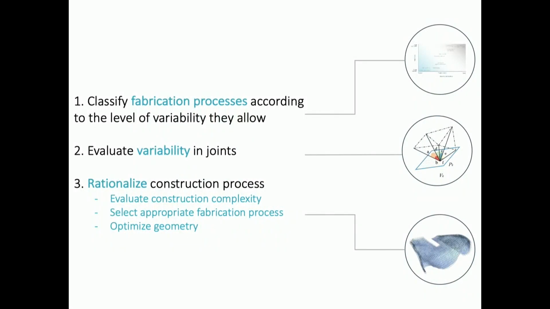So what we're going to try and understand today is, first of all, we need to study how joints are fabricated. What degree of variability do different fabrication processes allow for? So if I fabricate a joint with one process, if I fabricate 10 joints, will they all have to be exactly the same? Can they be a bit different? And if different, how much? Then we're going to try and evaluate the variability in joints, how much different the joints within a structure are, and how this difference is distributed within the structure. And finally, if we combine these two study areas, we can get a deep understanding of what the construction complexity of our structure actually is, what fabrication process is the most appropriate for our structure, and how we can actually optimize its geometry to address this issue.